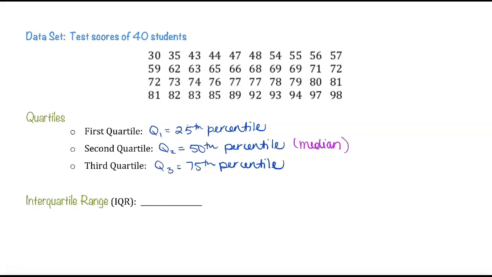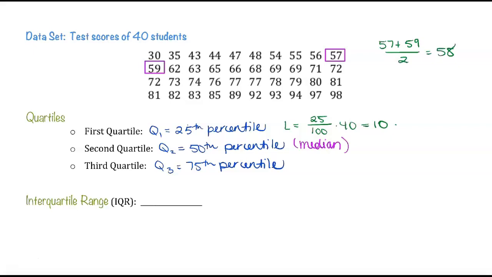Let's find these 3 quartiles for our data set. We'll start with the 25th percentile, or the first quartile. In this case, L is equal to 25 over 100 times 40, which is equal to 10. Since we have a whole number, the first quartile is between the 10th and 11th data values, or between 57 and 59. The middle of 57 and 59 is simply 58.